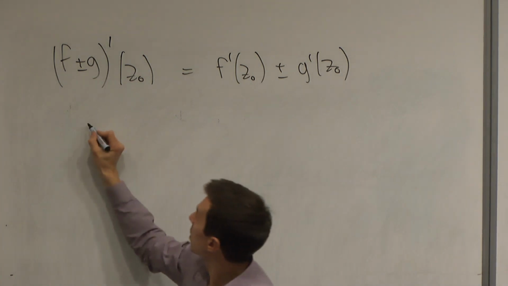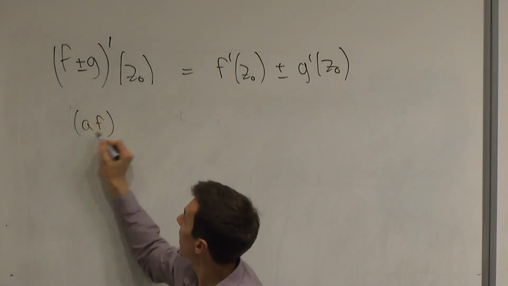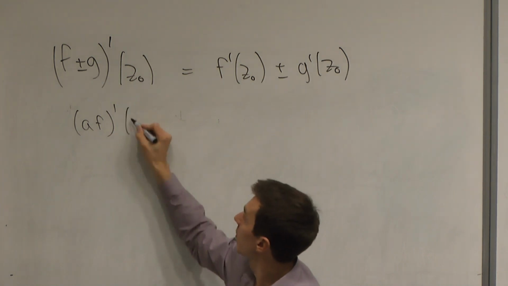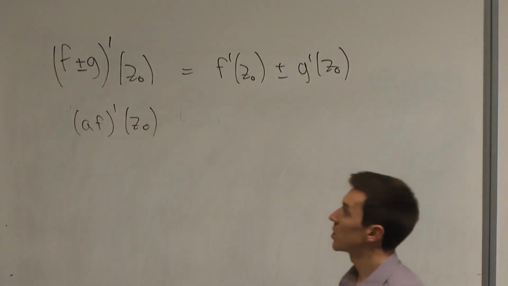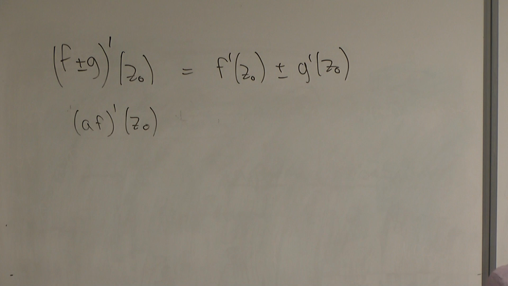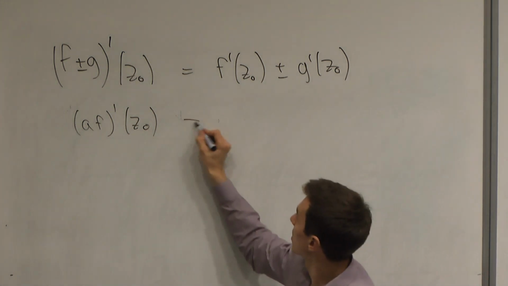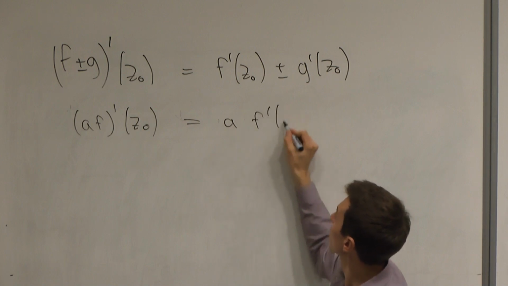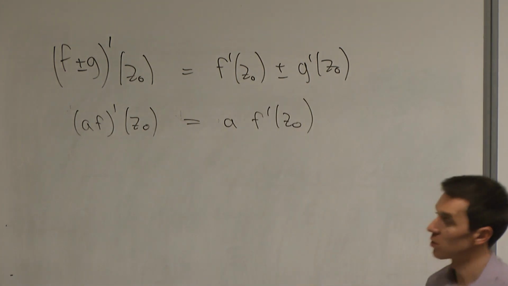And then for multiplying f by a complex number a and taking the derivative, well, what we can do in this case is just take the derivative of the function and then multiply by a afterwards. Okay? So this is equal to a f'(z0). Yeah?